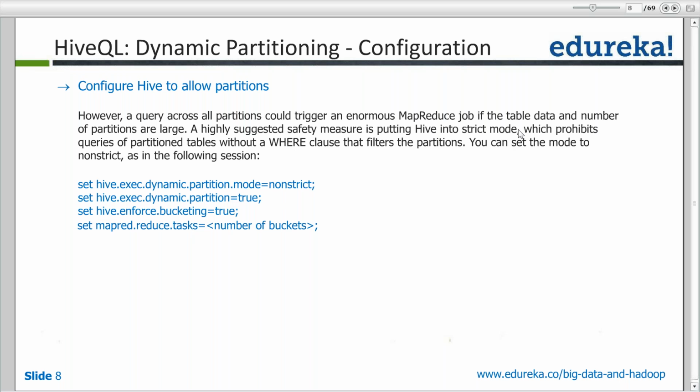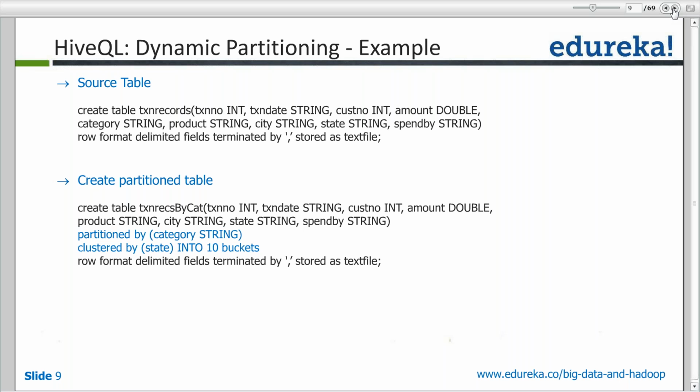All right, and the other two properties are for buckets. So this is how you create a partition table. You say create table, table name, you specify the columns, and then ultimately you say partitioned by, and then you specify which column you are partitioning. This clustered by is used for bucketing, right? So this clustered by is not a part of your partitioning, it's for bucketing.